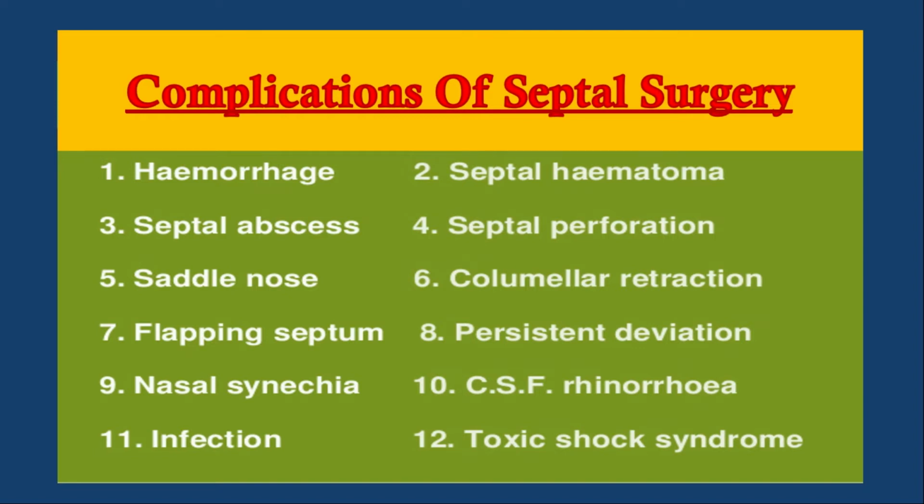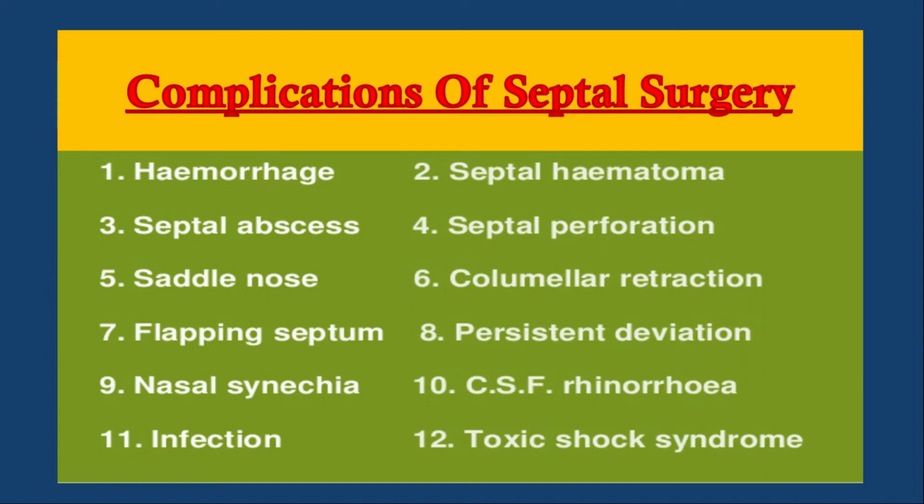Flapping septum is a complication because of removal of a lot of septal support, like removal of the cartilage of the septum to a great extent, plus removing the vomer and perpendicular plate of ethmoid bone. Flapping septum means that while the patient breathes, the two mucosal folds on either side of the nasal cavity have no bony or cartilaginous support, so it just flaps from side to side.